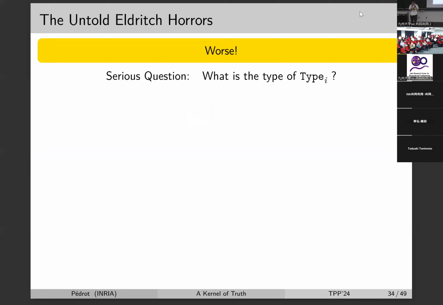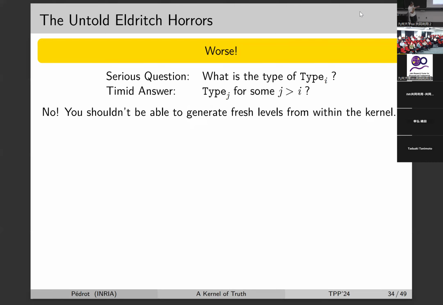Okay, now we are answering things that should not be told. Really, if you exit this room, you should forget about this and keep that in the back of your mind, but not spread this knowledge. This is forbidden knowledge. Okay, so what is the type of type I? Well, it should be type J for some J bigger than I, because that's kind of the rule.